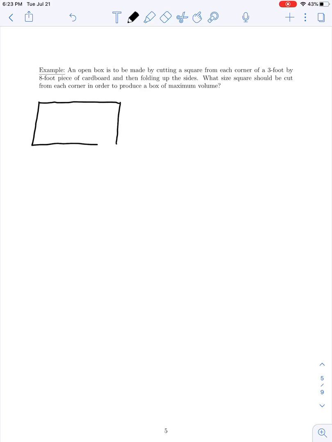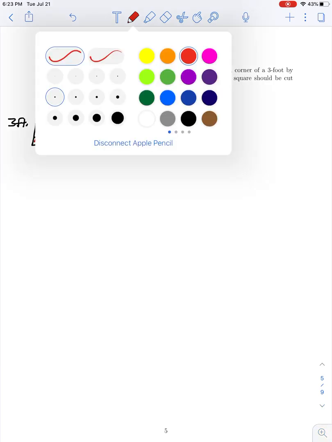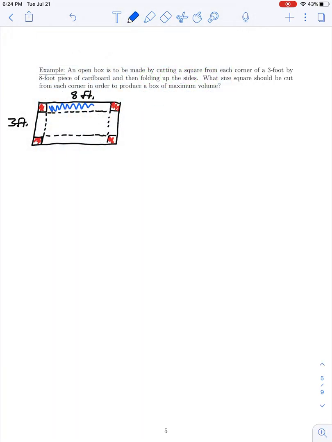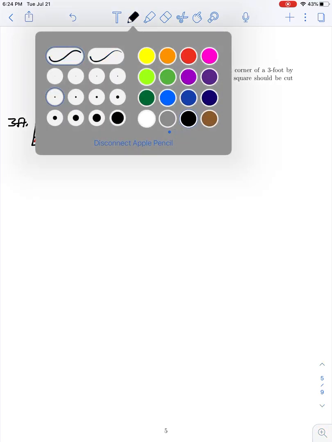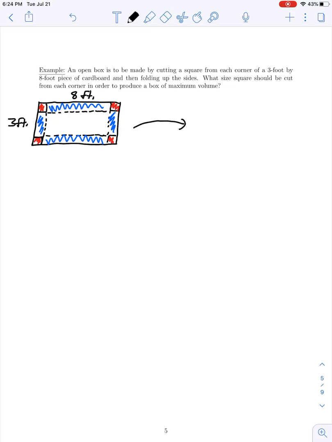For this problem, we're told that we have a rectangular piece of cardboard which measures 3 feet by 8 feet. And we're told that we're cutting squares from each corner. To visualize this, maybe we can extend these little lines where we're cutting our squares from each corner, and then we're going to fold up the sides. After we cut out these corners, these sides that we're left with, these little flaps on each side, will be folded upward, and we will have an open rectangular box.